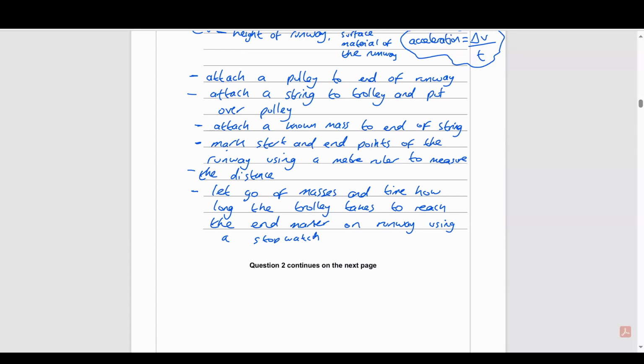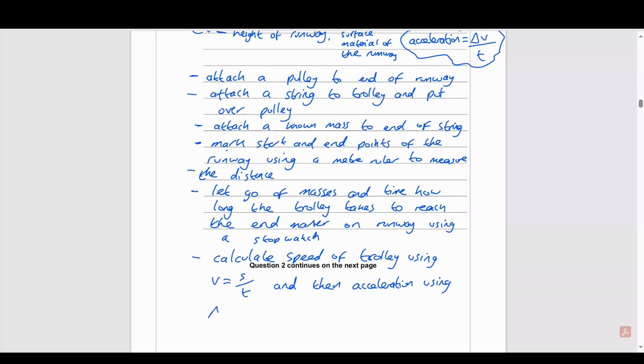We then need to talk about our calculations now. So calculation 1 would be to calculate the speed, we'll just use the abbreviations for that. And then acceleration using the next equation. And there's our answer for 6 marks, describing the method.